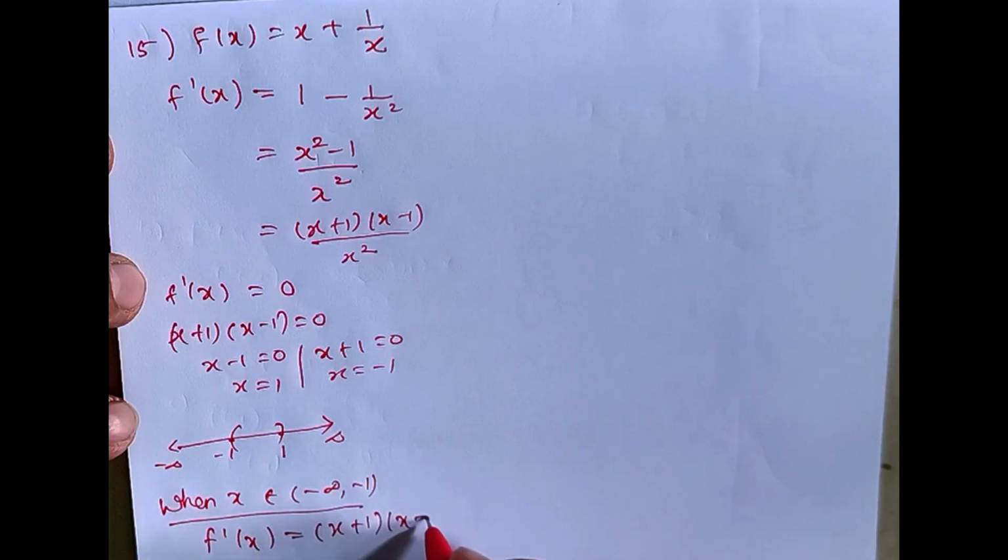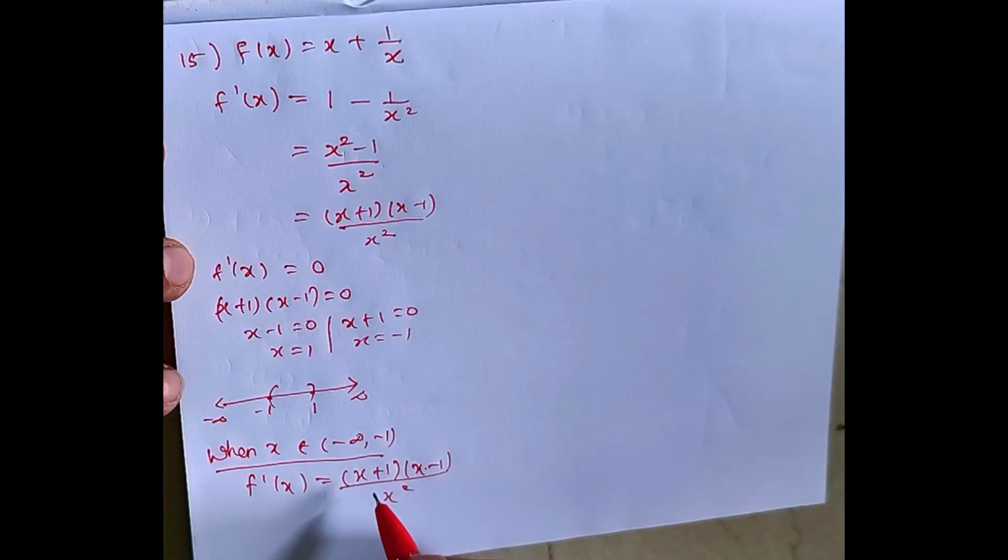So when x belongs to the interval minus infinity comma minus 1, the simplified form is x plus 1 into x minus 1 by x square. Whatever the x values, the denominator is going to be positive. If you check the numerator, both factors will be negative. So negative into negative is positive, positive by positive, we get positive. It is greater than 0, so the function is strictly increasing.